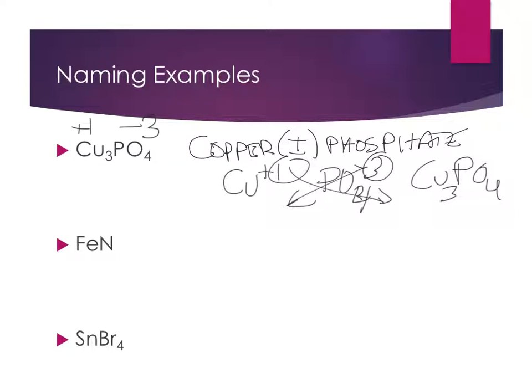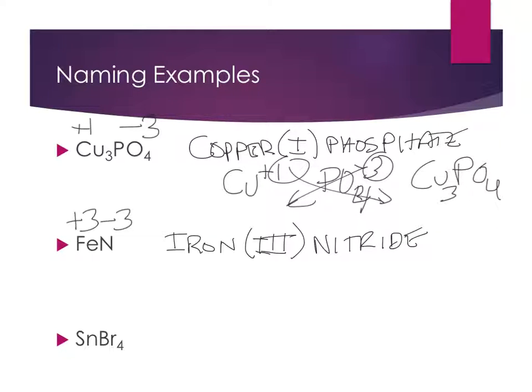Let's look at the next one. All right, we always know that nitrogen is going to be -3 for our oxidation number, so we can just put that right above it, -3. And since we only want to have 1 iron atom in the compound, we have to assume that since there's only one, it's got to be plus 3, because plus 3 plus minus 3 gives me 0 again, right? So it has to be neutral. So again, we would just write this as iron, parentheses, Roman numeral 3, and then nitride.